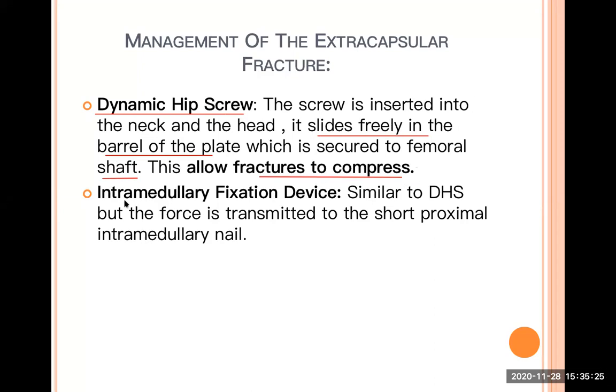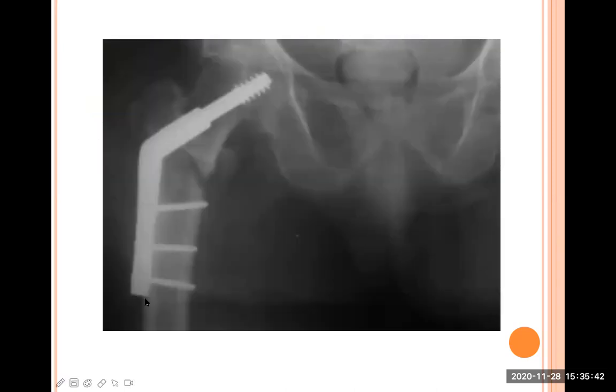Another way is the intramedullary fixation device. It's similar to DHS, but the force is transmitted to the short proximal intramedullary nail. So this is just another option, in case of ORIF. Now see this is dynamic hip screw. You can clearly see it. Okay, these are the multiple screws, and this is the dynamic hip plate.